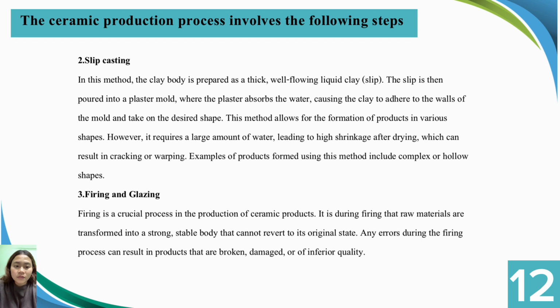Number 3, firing and glazing. Firing is a crucial process in the production of ceramic products. It is during firing that raw materials are transformed into a strong, stable body that cannot revert to its original state. Any error during the firing process can result in products that are broken, damaged, or of inferior quality.